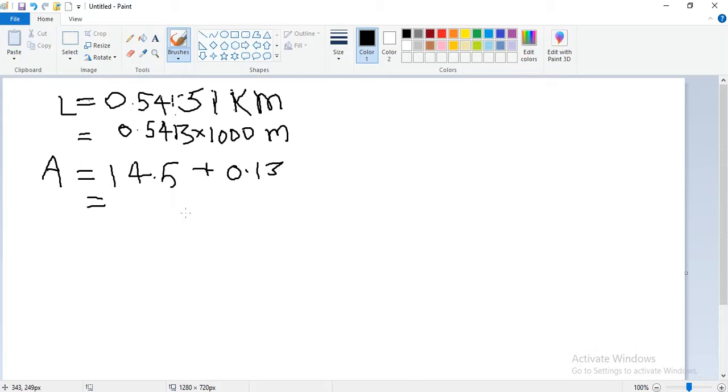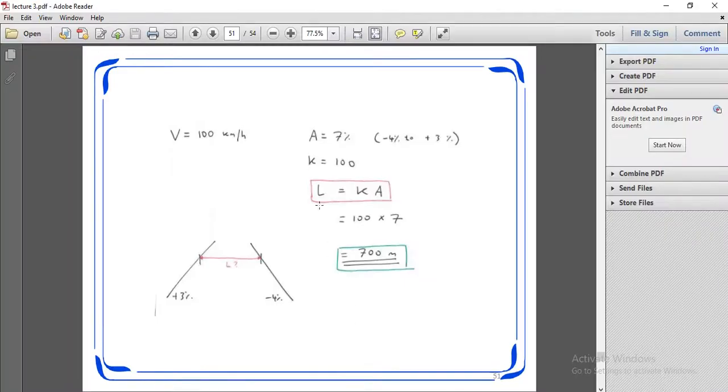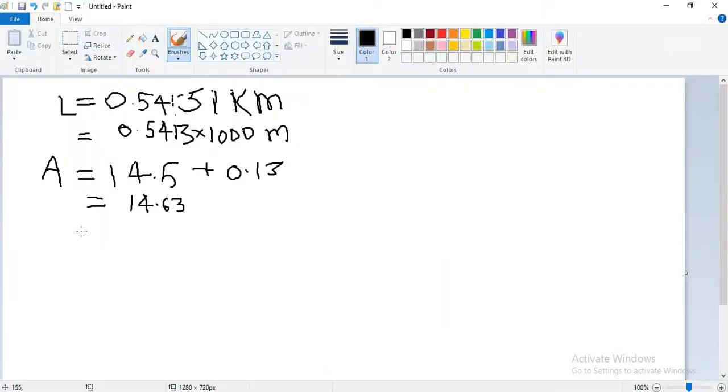Plus 0.13, it is 14.63. Okay, so now we have this one, and now we will use this formula: L is equal to K into A. So the value of L is 0.54.